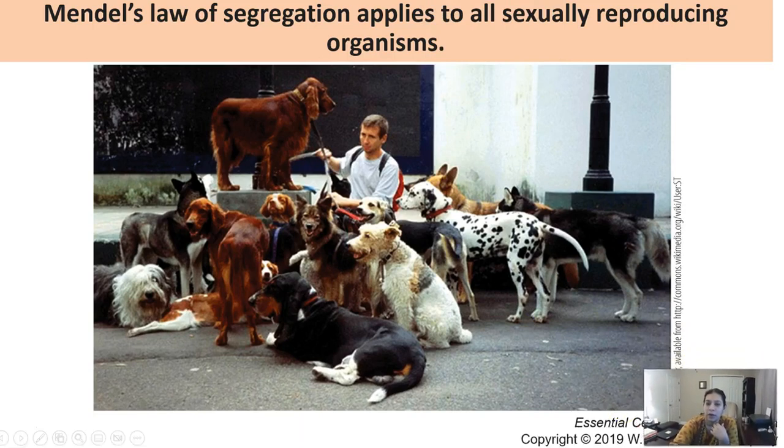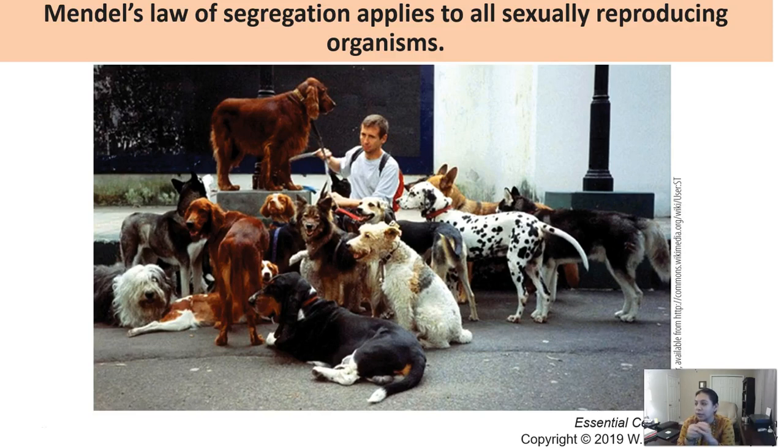So looking at all that data combined, Mendel came up with two specific laws. The first one was the law of segregation, which applies to all sexually reproducing organisms, and basically talks about how these genes are segregating on a specific locus. They are going to segregate regardless of what that trait is.